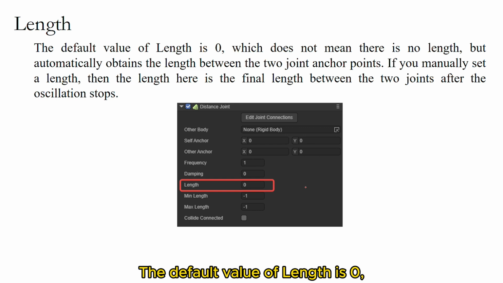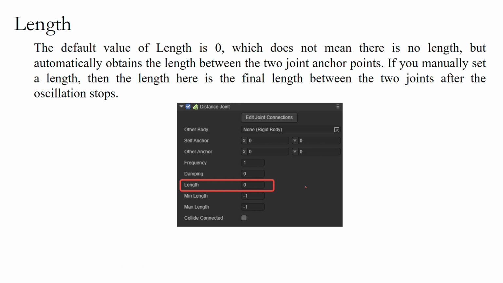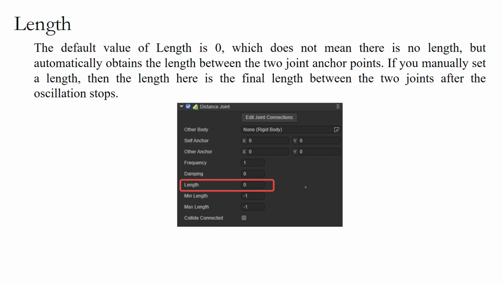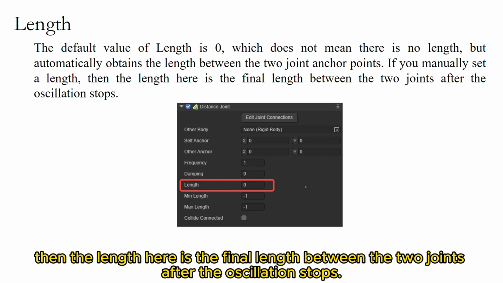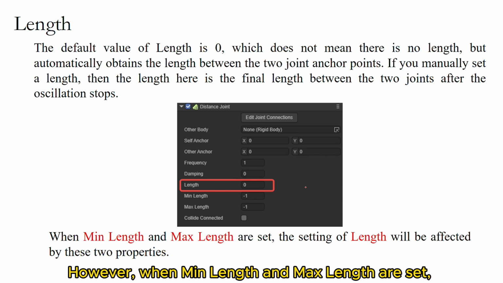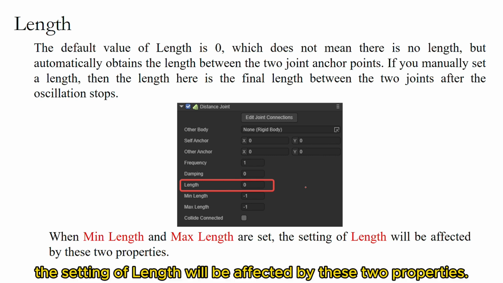The default value of length is 0, which does not mean there is no length, but automatically obtains the length between the two joint anchor points. If you manually set a length, then the length here is the final length between the two joints after the oscillation stops. However, when min length and max length are set, the setting of length will be affected by these two properties.